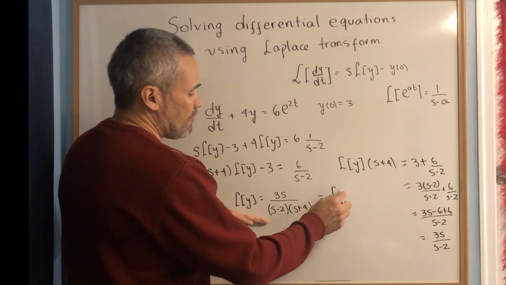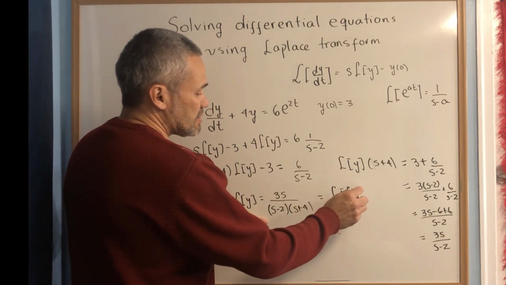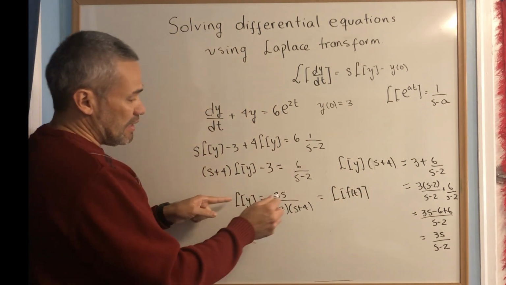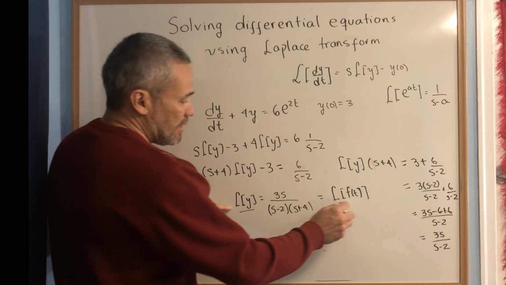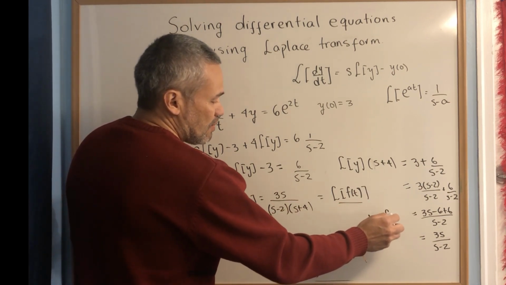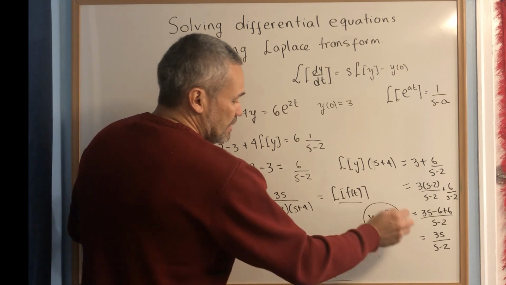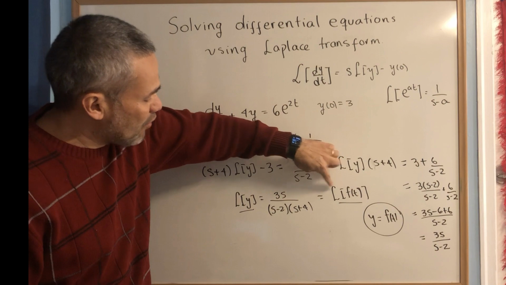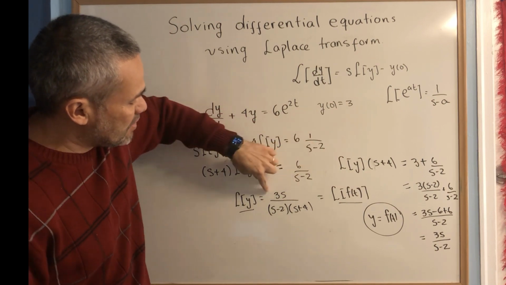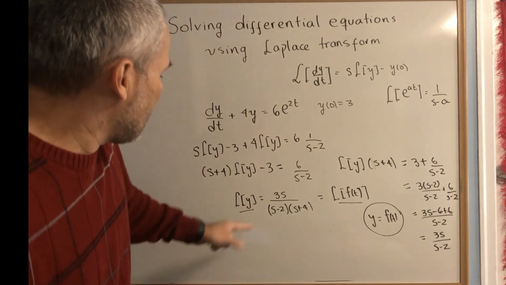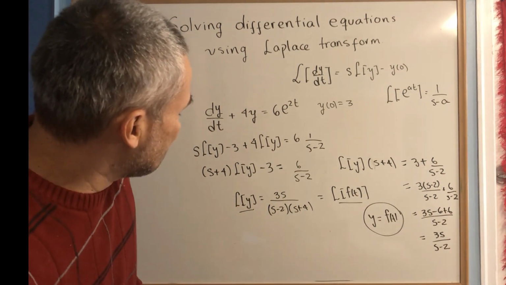Then we need to find a function f of t such that the Laplace transform of f of t is equal to this. But then when you compare this with this, you will get that y is equal to f of t. But this is the third step, and it may be the more challenging: how to compute the Laplace transform inverse of this. But this is an example that we did earlier, or we did something similar.